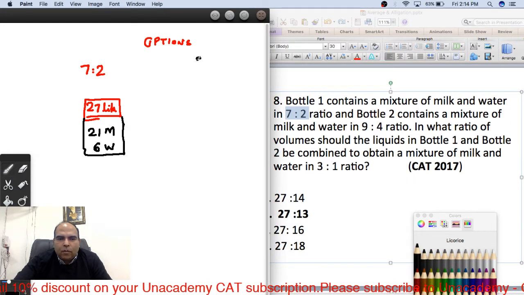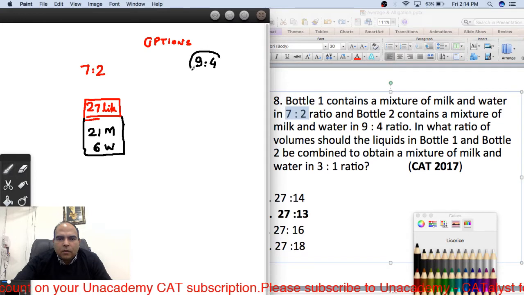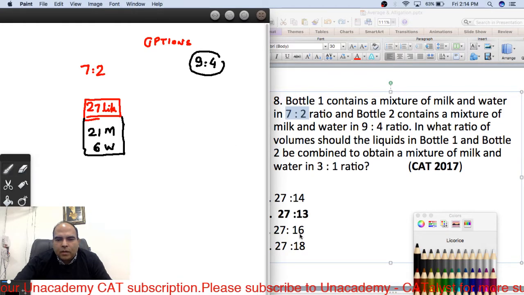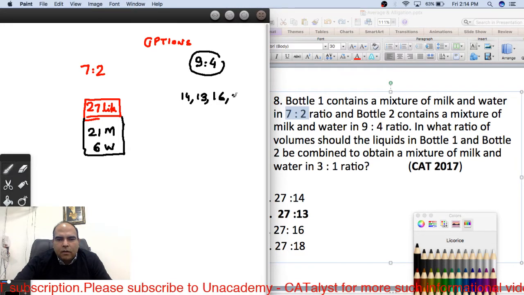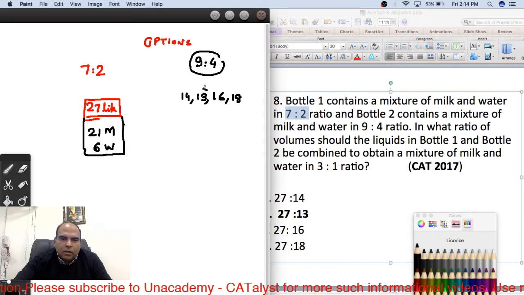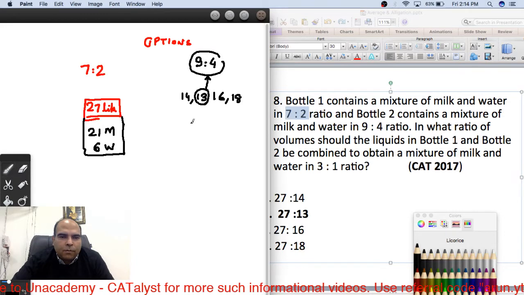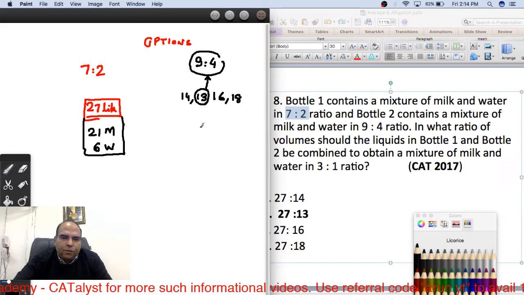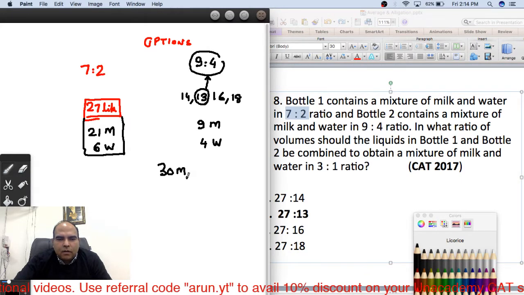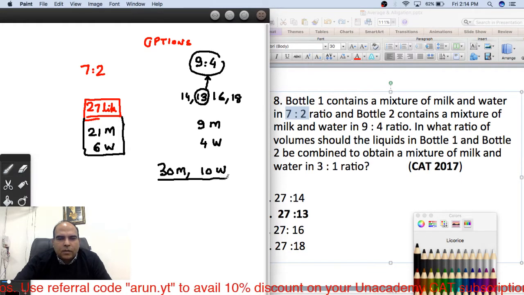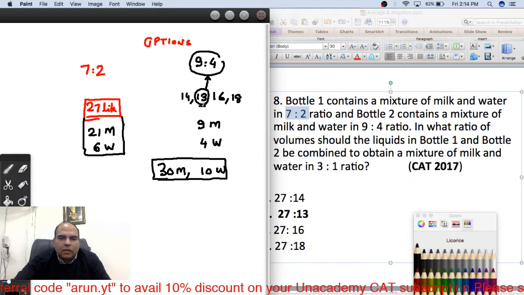So when you think about 9:4 and you try to think about 14, 13, 16 and 18, the first option that comes to mind to check is going to be 13, because this is the only case in which you get an integer value for the milk and water values from this mixture. So if you do that, 9:4, 13 liters milk and water, you'll get 9 milk, 4 water. So the net result is going to be 30 milk, 10 water. And it's pretty obvious that this is the only option that will give you the answer.